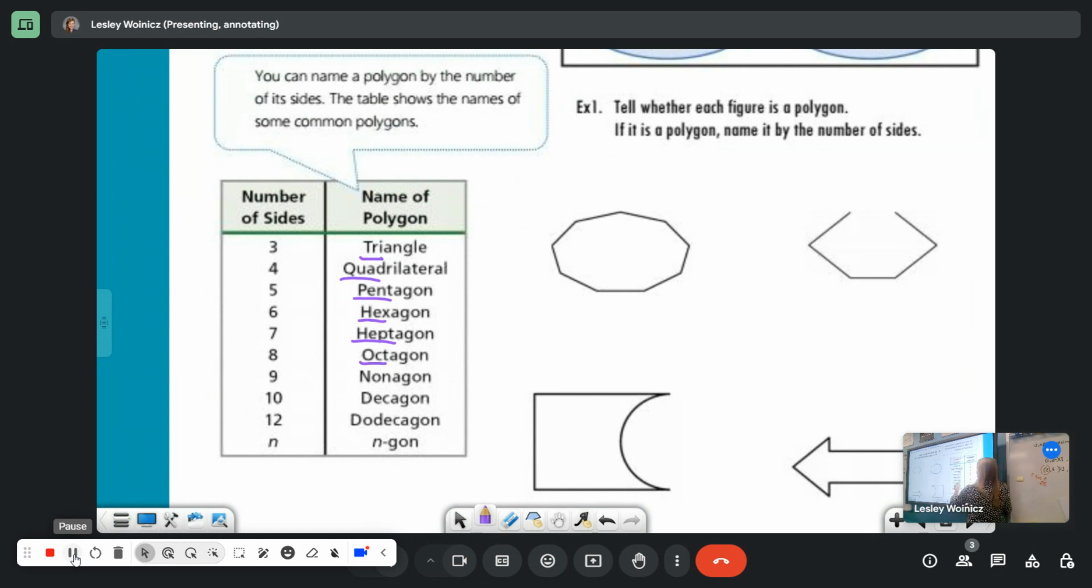Okay, 9 is nonagon, and so on. After 12, they didn't want to make 11 too. I don't know. No one likes 11.